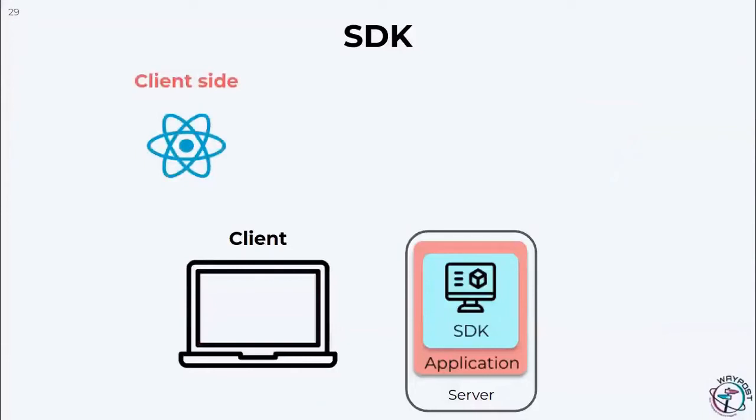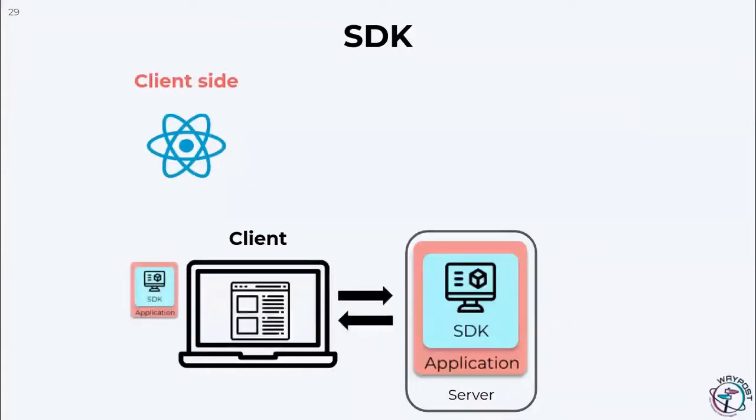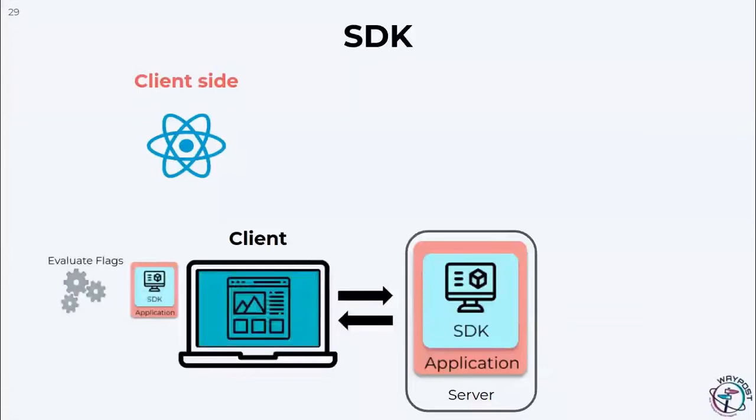For client-side rendering, the developer installs Waypost's React SDK into their application. The request comes in, and the React app is served to the client. The React app runs on the client, and the SDK evaluates flags as the React application renders the page.